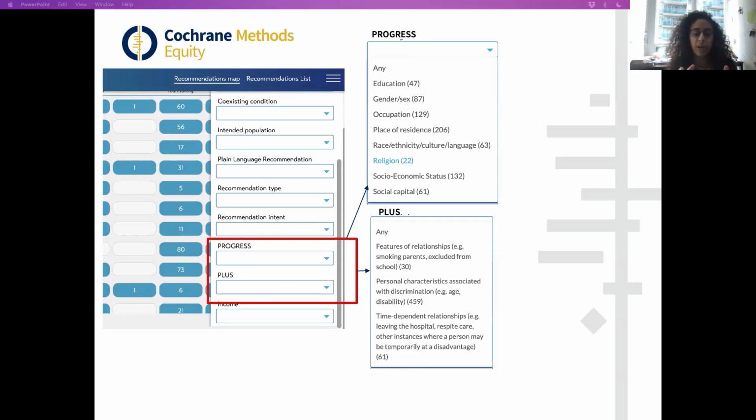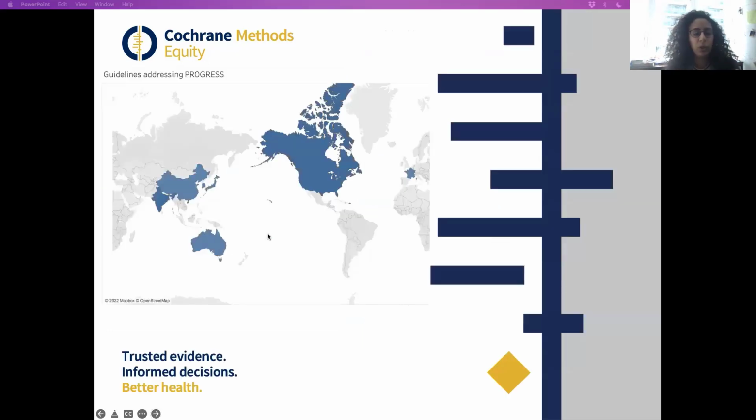So again, the recmap presents recommendations. Our original extraction is at guideline level, and then you'll find specific details per recommendation whenever you click on any recommendation for the Progress Plus. Next up, we looked at which COVID-19 recommendations were equity sensitive, so that covered any of the Progress Plus framework.